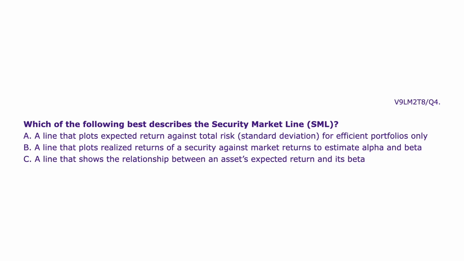Which of the following best describes the security market line, SML? A. A line that plots expected return against total risk, standard deviation, for efficient portfolios only. B. A line that plots realized returns of a security against market returns to estimate alpha and beta. C. A line that shows the relationship between an asset's expected return and its beta.